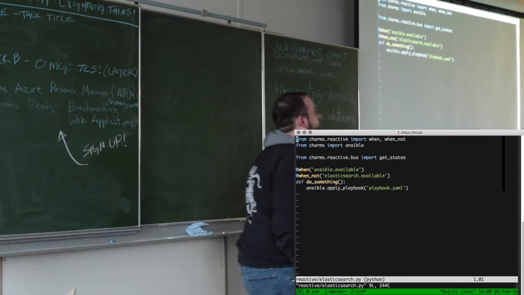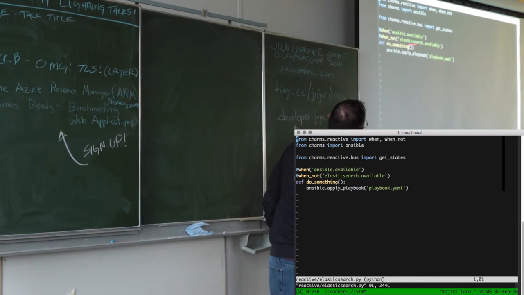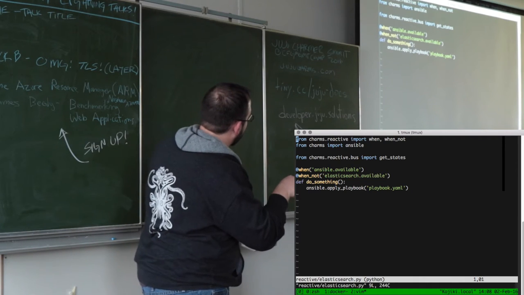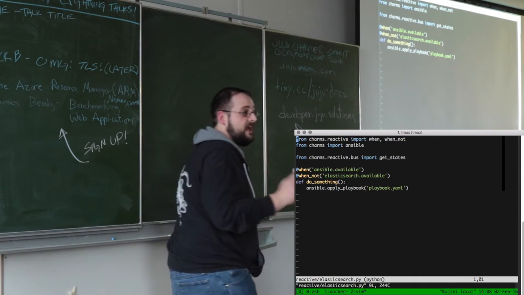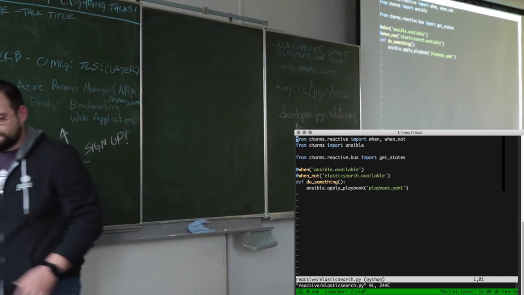That's a gate. Yeah. So we also have a qualifier to not execute this again when Elasticsearch is available. We don't want to re-execute this block. Now you might notice that we don't actually set anything for Elasticsearch.available, and that's intentional. So we'll talk more about that in just a minute.